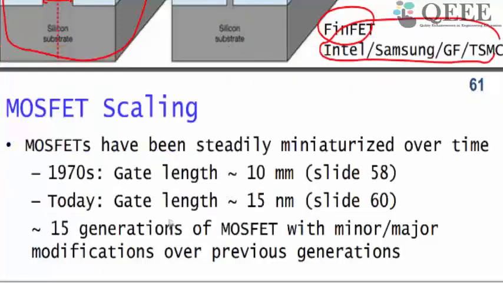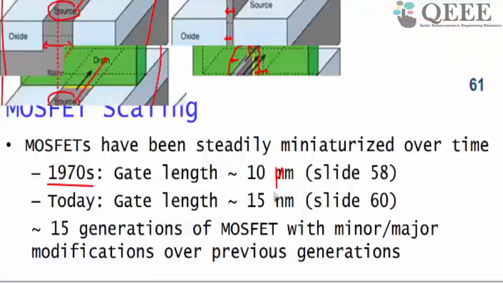So we looked at the different physical structures of the MOSFET. If you look at the gate length of the MOSFET in the early 1970s, I'm sorry, this should have been micron, there's a conversion. The gate length was around 10 microns. That is this transistor, slide 58.